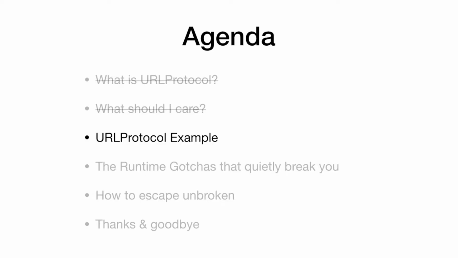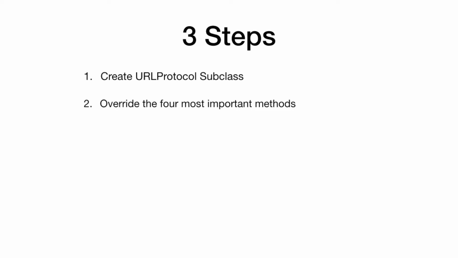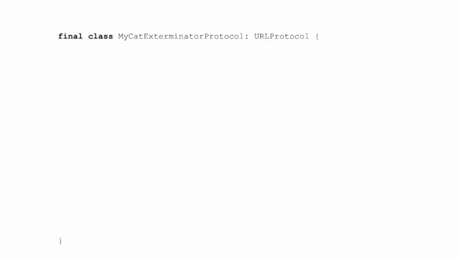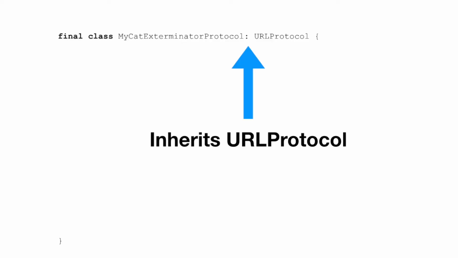And so, a quick example. It's three simple steps to make a URL protocol. The first is we just subclass it. Then we override four very important methods, and we're going to talk about what those are. And then we just register with the URL loading system and go, hey, we're here, use us. And subclass, right? We subclass URLProtocol, formerly NSURLProtocol, right?